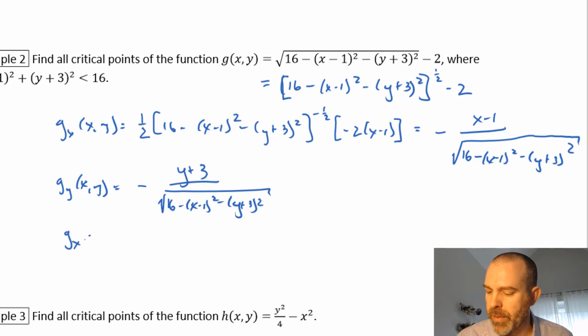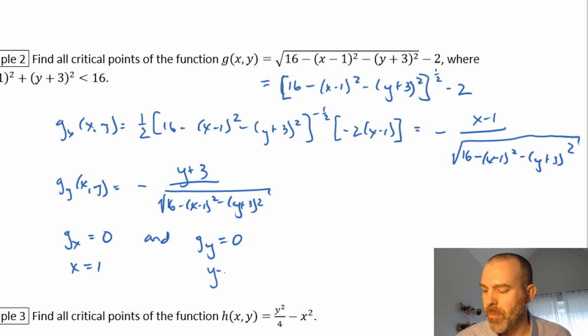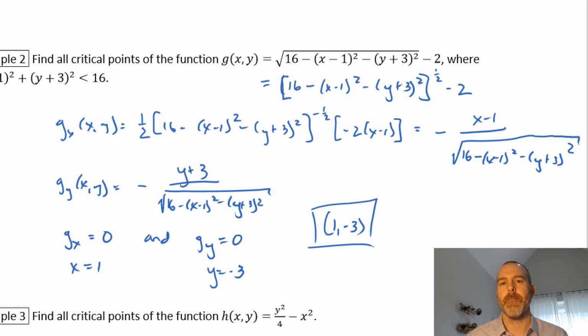The partial derivative with respect to x equals 0 means x is equal to 1. And we also want the partial derivative with respect to y equal to 0. It means y equals negative 3. And so again, the critical point, we need both of those to be true. So the only way they're both true is at the point (1, negative 3).